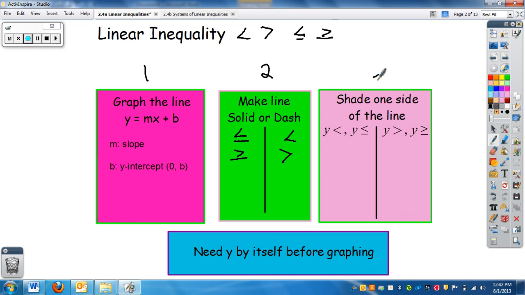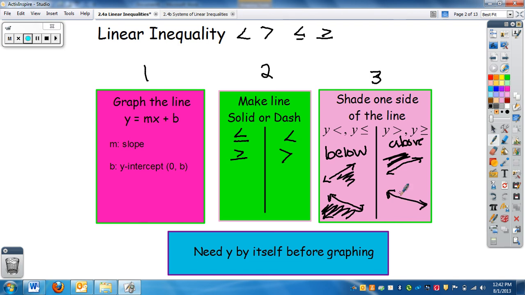So that's step 2, you make the line solid or dashed. Step 3 is that you're going to shade one side or the other. When it's less than, you want to shade below the line. So if the line is going up, this would be below. If the line has a negative slope, this side would be below. Or if the y is greater, so it's all based on y, you want to shade above. So up here, that's above. If you have a negative slope, above would be on this side.